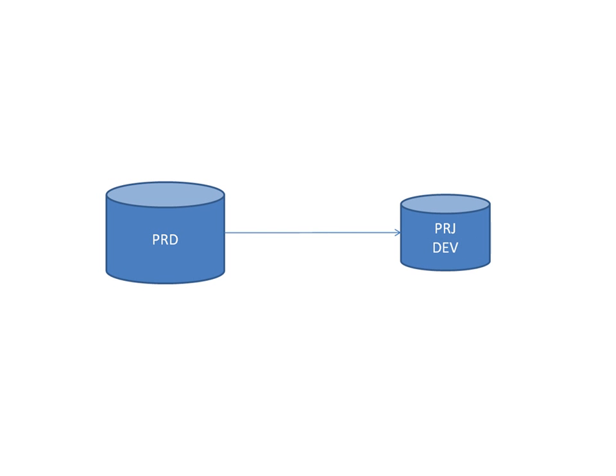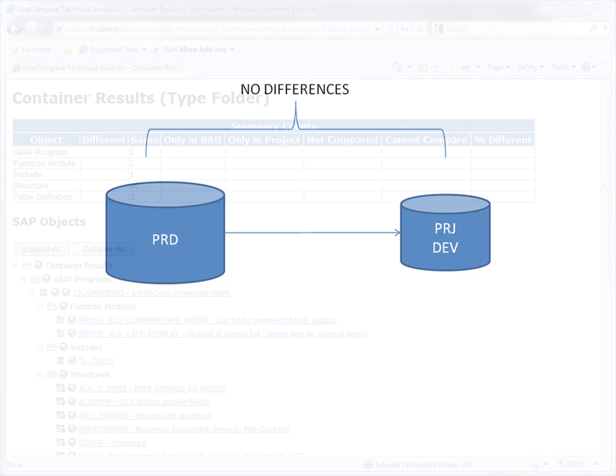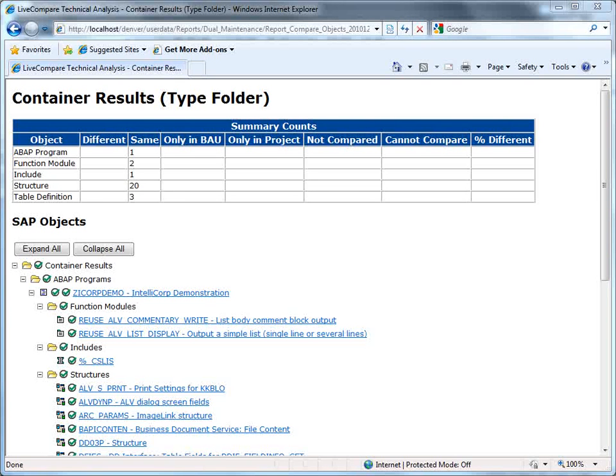The first time to use LiveCompare is when we kick off a new project. At that point, we want to make sure that the project stream is a direct copy of production, and that there are no differences between these two environments. LiveCompare can tell us this very quickly. Here's how. Here's a report that LiveCompare produced when comparing my production system to the project development environment. As you can see, there are no differences. That means everything's ready to start the project.